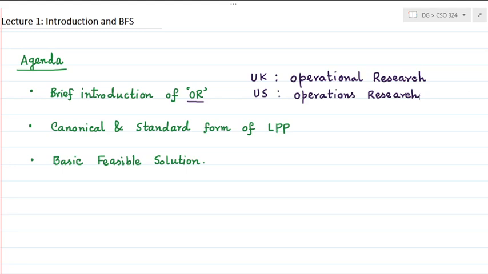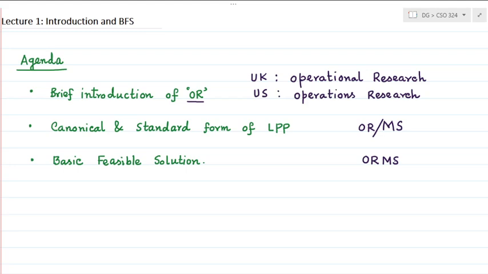And another term which is used for the field, this operations research, is management science, or it is also abbreviated as MS. The Americans sometimes combine the terms OR and MS together, and they usually refer to it as OR or MS, and they also refer to this course, this operations research, as ORMS.